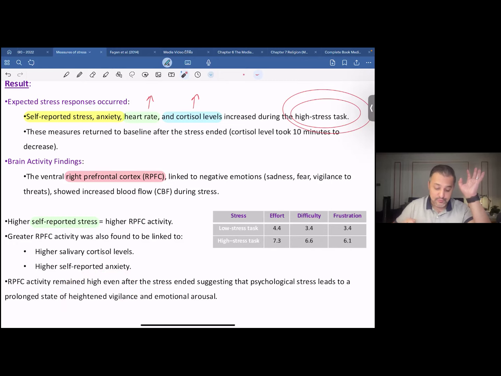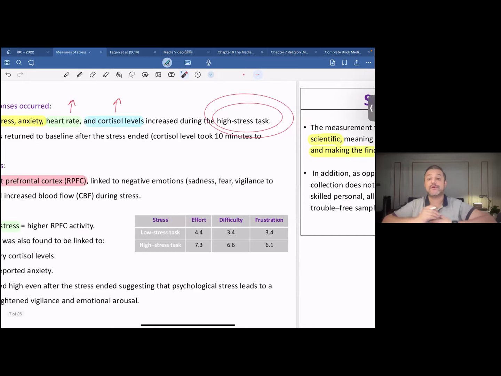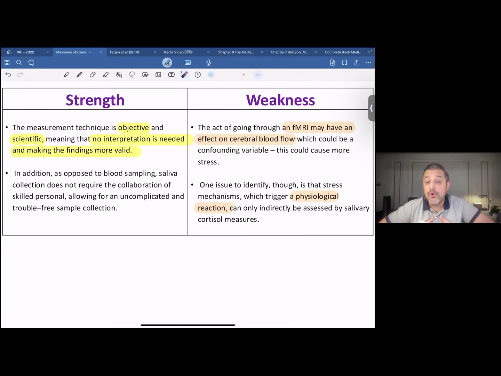Now, quickly, let's move on towards the strengths and limitations of this particular study. Of course, you need to know more of this to be able to answer a 10-mark evaluative question. But for now, number one, to begin with, the measurement technique is objective. Using fMRI is objective and there's close to none interpretation that is required, or relatively less interpretation, which of course adds on to the validity of the research, which of course adds on to the credibility of the research.